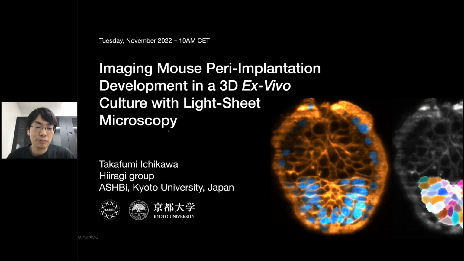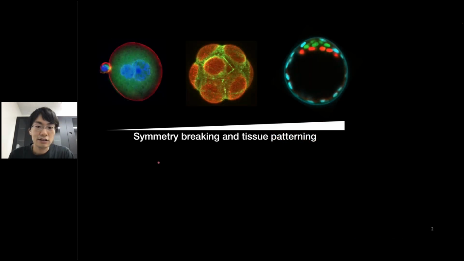But to understand such development processes, we need approaches to monitor and visualize the dynamic processes as they take place. In a way, live imaging is one of the best ways to go beyond snapshots and to reveal new mechanisms underlying the development. And among many different species, the mammalian early embryos are one of the most exciting models to understand their unique feature in the development, which is symmetry breaking and subsequent tissue patterning.